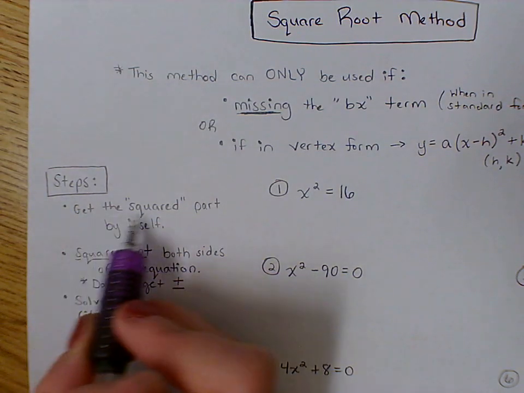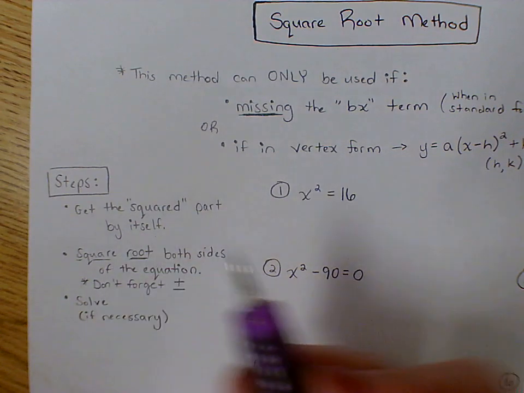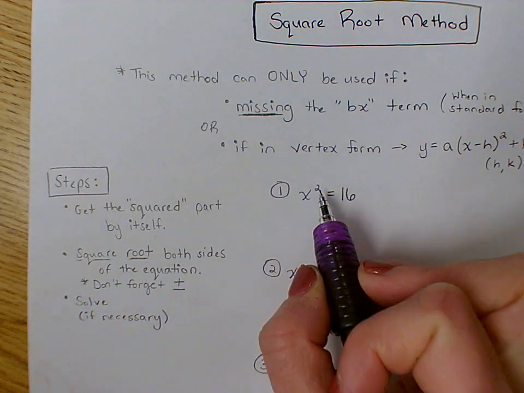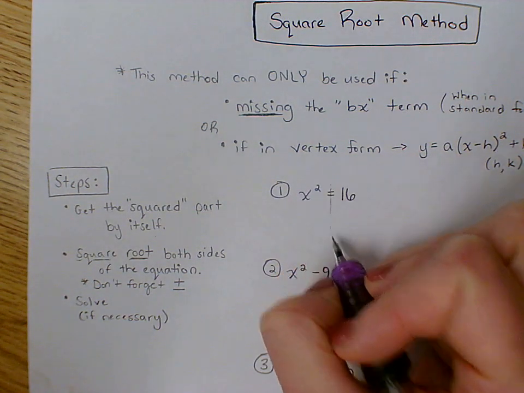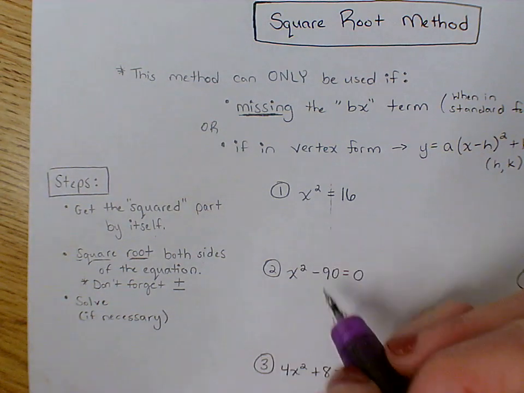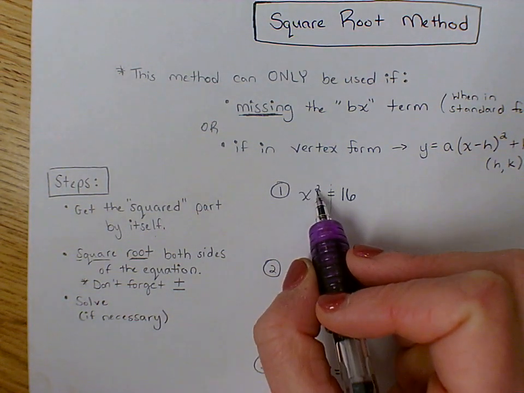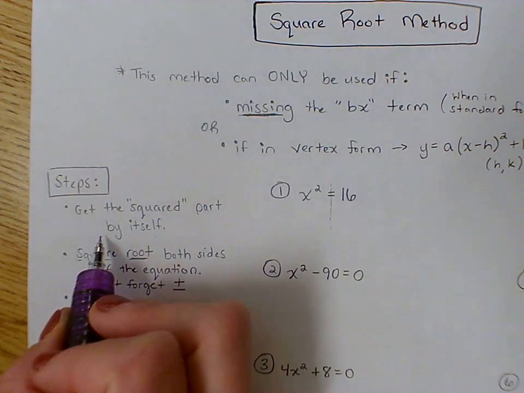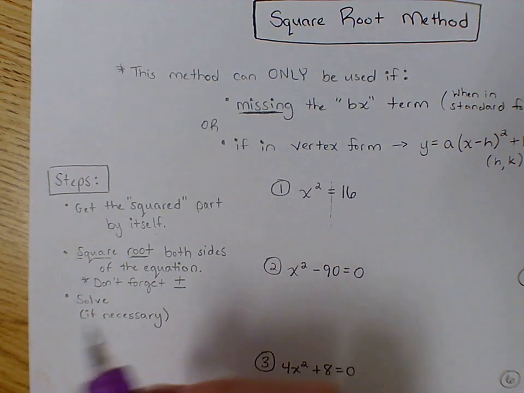Okay, so the first thing is you get whatever is being squared by itself. So if I look, my x is being squared. And if I look at that side of my equal sign, if you need to put a little wall to see the separate sides of your equation, you can. But if I look at that side of the equals, that's the part that's being squared, and there's nothing else on that side with it, so that part's already been done, okay?